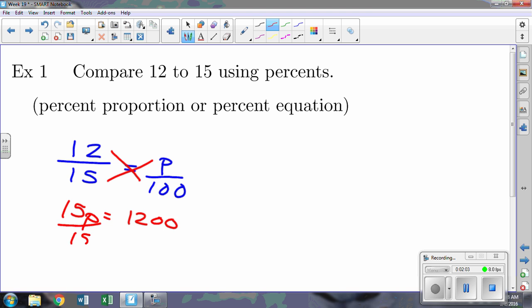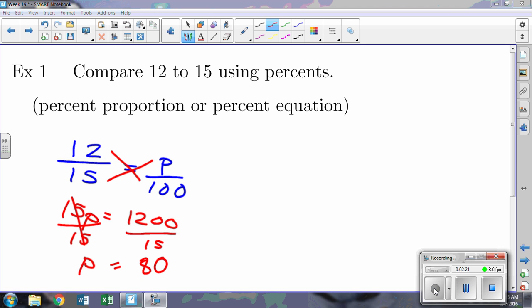Just divide by 15. So now, what is 1,200 divided by 15? Recognizing that most people will use a calculator to save some time. So it's 80, and so we've created an answer. This still does not accomplish what we were asked to do. We have not compared them yet. To compare it, we would just write it up and say, "12 is 80% of 15."